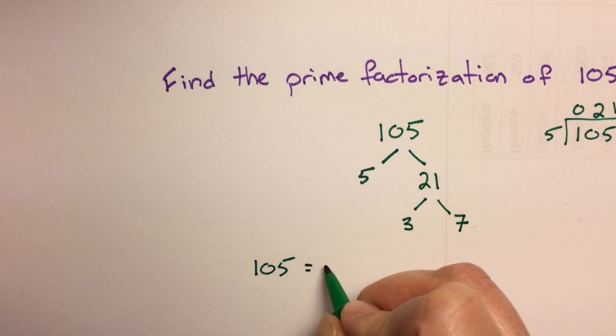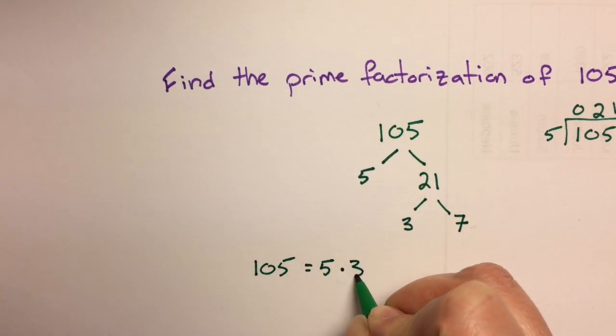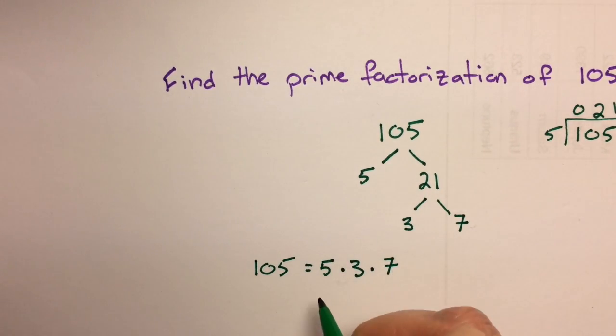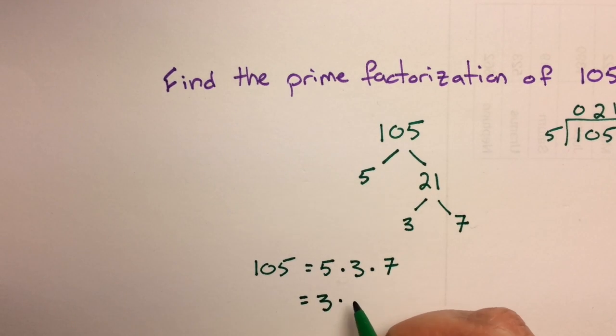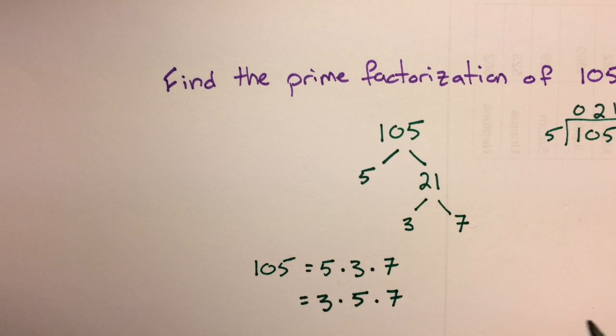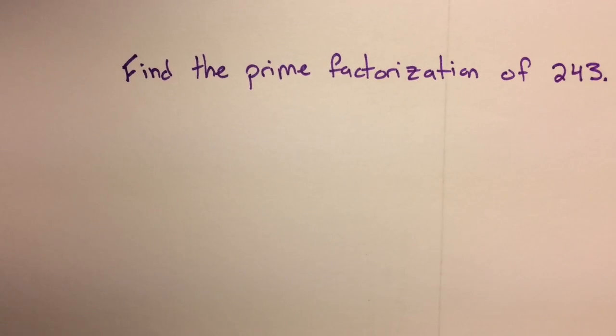105 is the same as 5 times 3 times 7. I guess we usually write those in order from smallest to largest, but it really doesn't matter. You can write it either way here. Here's another example. This time we're going to find the prime factorization of 243.